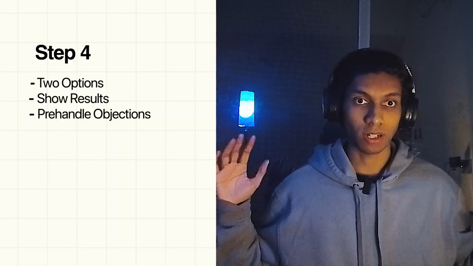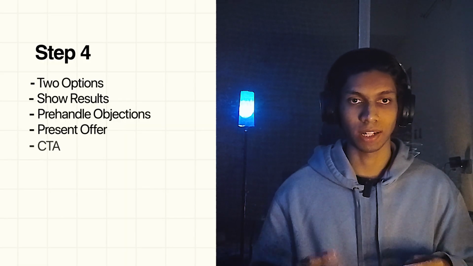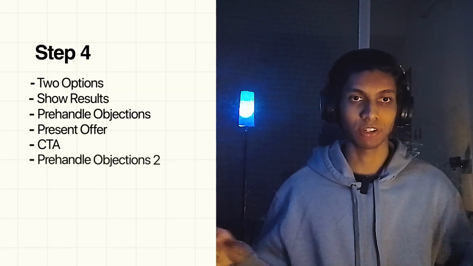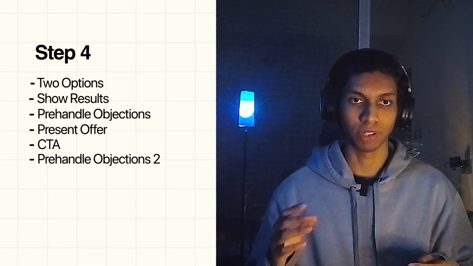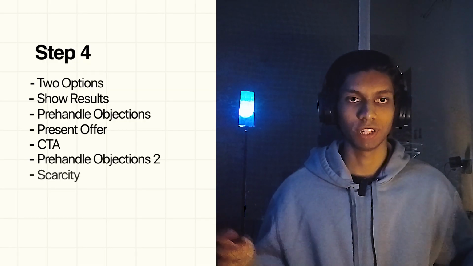Now, after pre-handling all the objections, you present your offer and do a call to action. After that, you can pre-handle the objection once again with results just like before. And then we add scarcity. Now, to add scarcity, don't say you have limited spots when you actually don't have limited spots, because people can simply tell that you're lying by looking at your school community. So you say something that you can actually live up to.